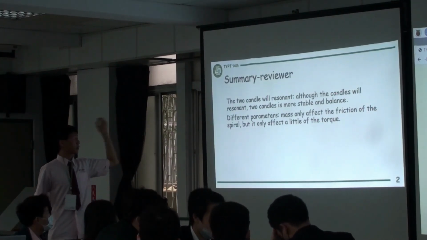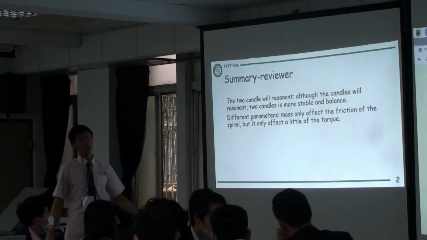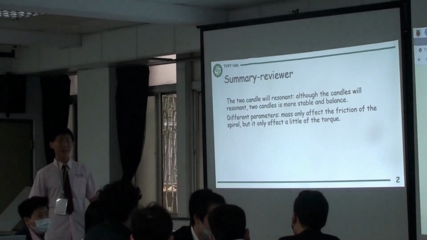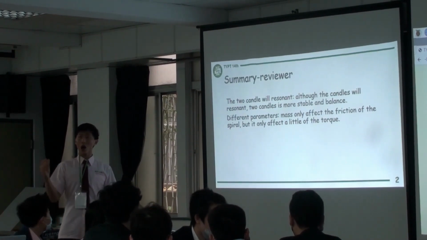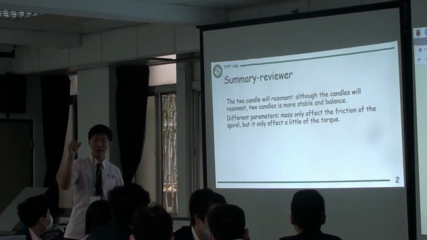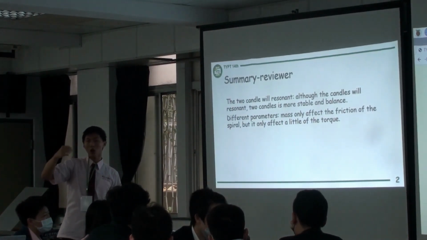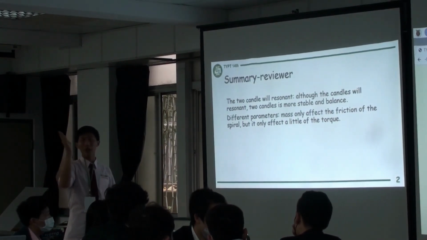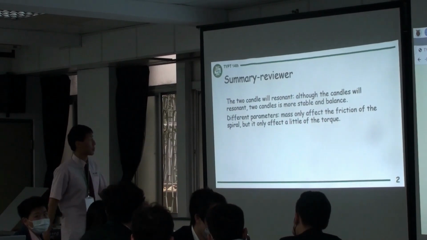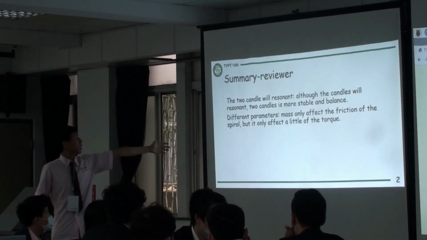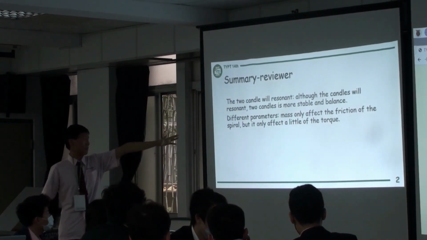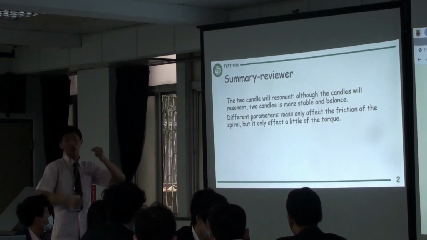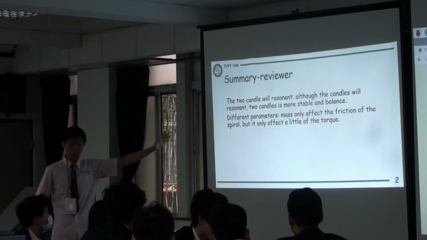Okay, as for the reviewer, the 2 candles did resonate, but although the candles resonate, 2 candles are still more stable and balanced. Otherwise, when we use 1 candle, it's so unbalanced that the spiral sometimes hits the stick. So we believe that 2 is still better than 1. And for different parameters, mass will only affect the friction at the top, but it wouldn't affect the torque.